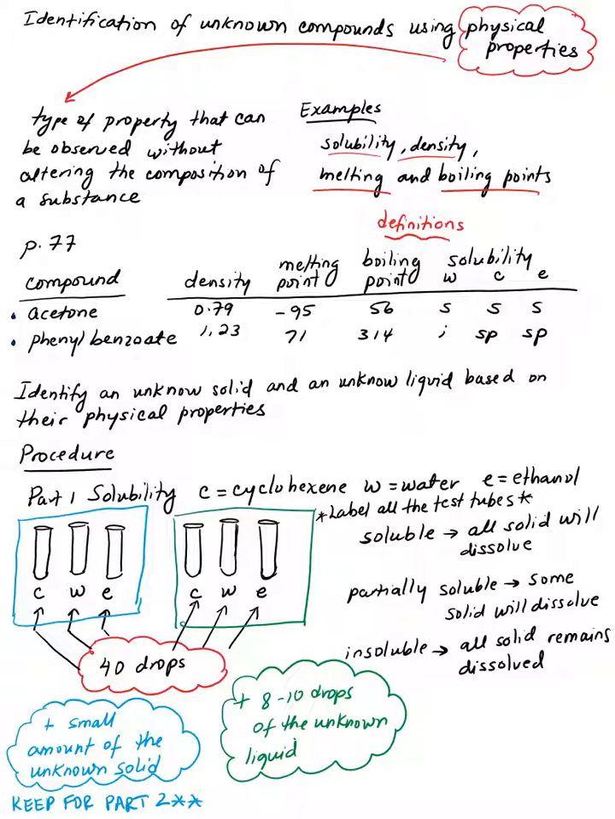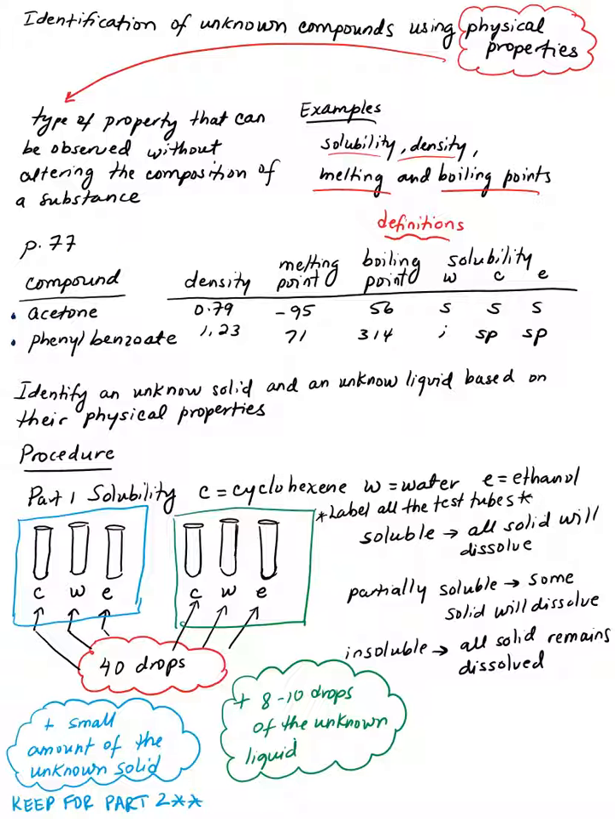So you can use the table to compare your experimental results for your unknown liquid or your unknown solid, looking at the solubility that you have here. For acetone, you have a boiling point equal to 56, a melting point that is a negative number. So you can actually look at the melting and boiling points and you can determine the physical state of your substance.